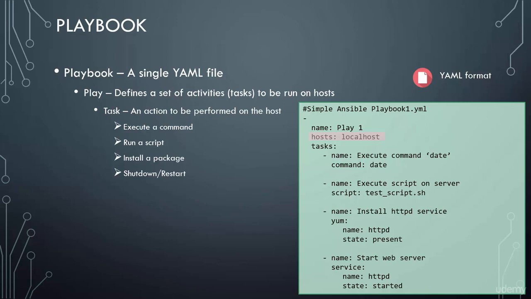Next, we run a set of commands one after the other on the host. First, we print the date, then we run a script on the server, followed by installing the HTTPD package using the yum module, and finally starting the web server using the service module. Now, if you don't understand what each of these tasks does exactly and how it is defined, don't worry, we are going to take a better look at each of these in a few minutes. But for now, I just wanted to give you an idea of how a particular Ansible playbook looks.